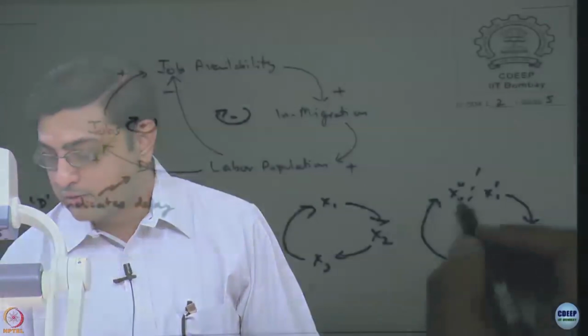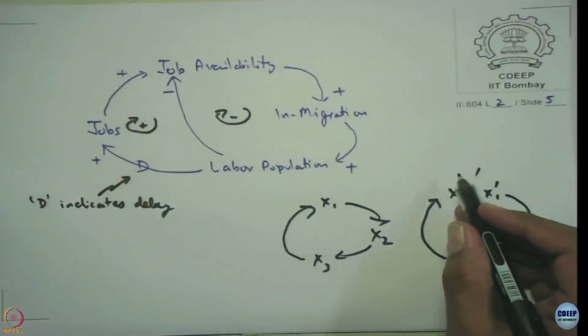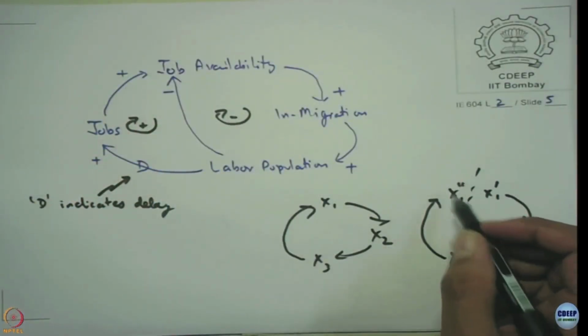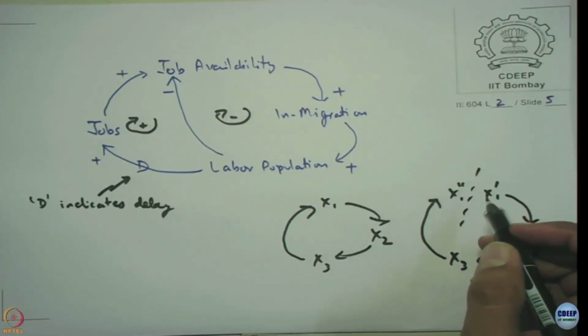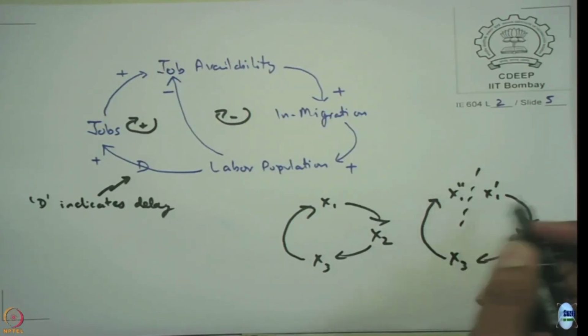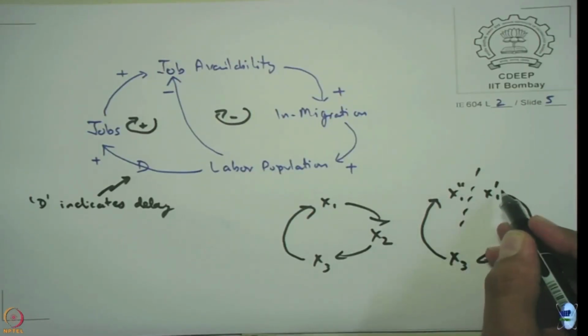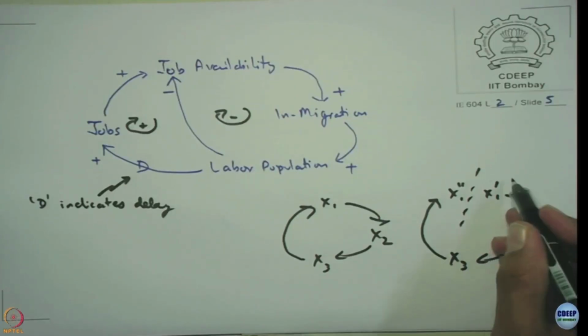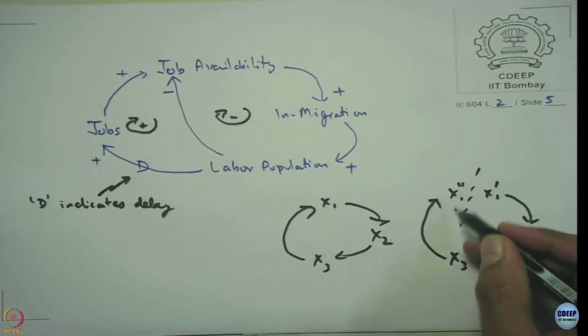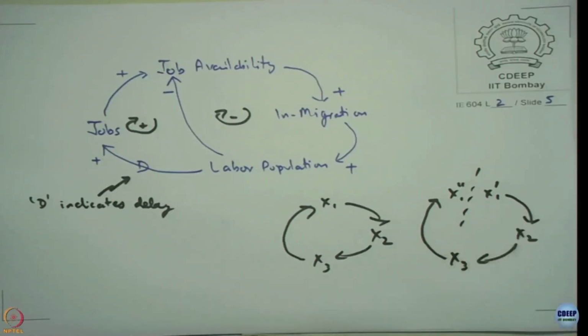And if the original direction of x1 and x1 double dash is the same, then we say that it is a reinforcing loop or a positive feedback loop. If it is the opposite direction, as we initially perturbed this by increasing it, but then eventually x1 double dash seems to decrease here, then it becomes a goal seeking loop or a negative feedback loop.